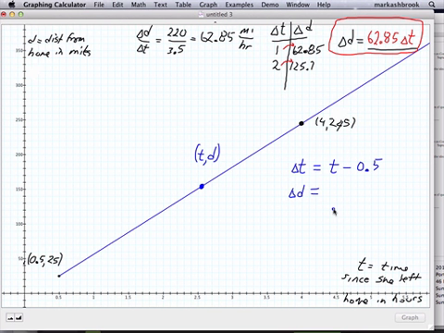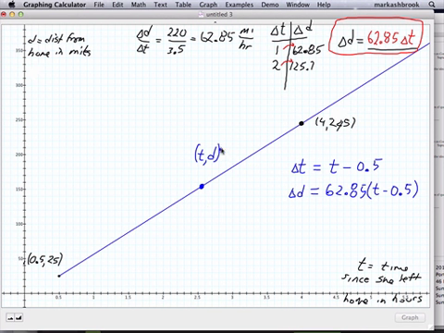t minus 0.5. Okay, what we want, but in terms of delta t. So what's the change of distance in terms of this delta t that we just found? 62.85 delta t, or t minus 0.5. Right. So the change in distance is 62.85 times the change in time. Here's our change in time. So we got 62.85 times delta t. And what's delta t? T minus 0.5. That's the corresponding change in distance for this change in time, for half an hour to time t. Does it make sense so far?